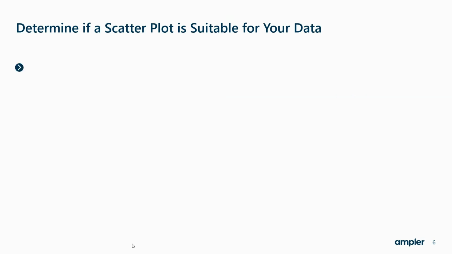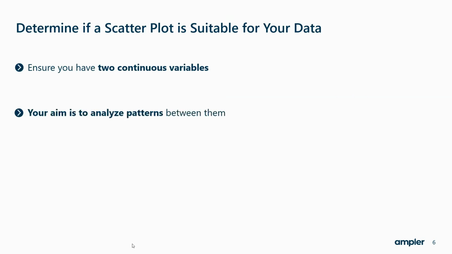To determine if a scatter plot is suitable for your data, ensure you have two continuous variables, and the aim is to analyze the pattern and relationship between them, how the independent variable x affects the dependent variable y. Also, make sure you check for clusters and outliers. Keep them if they aren't due to a measurement error, but be aware that they can significantly distort the pattern.